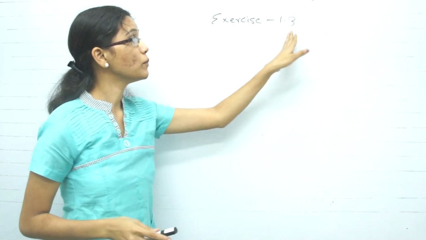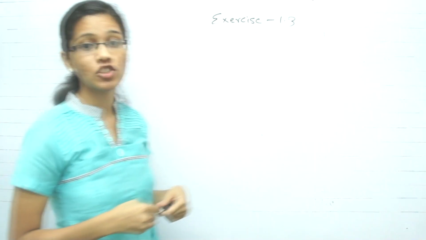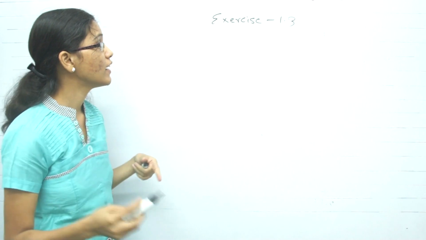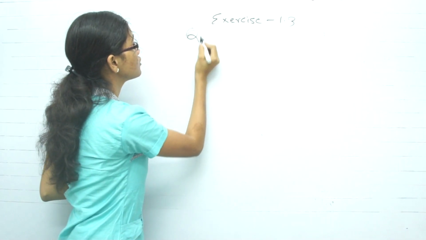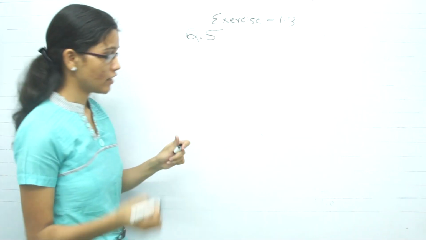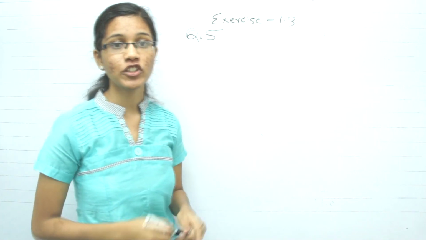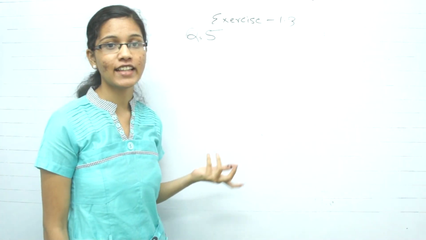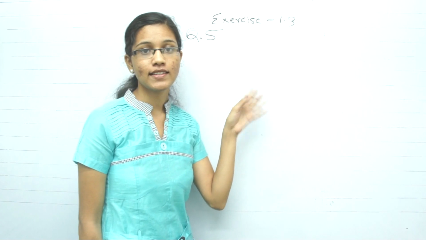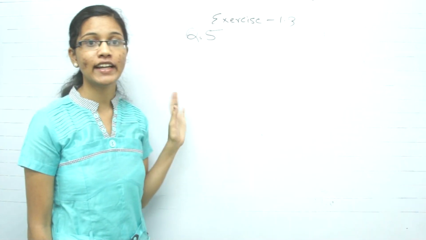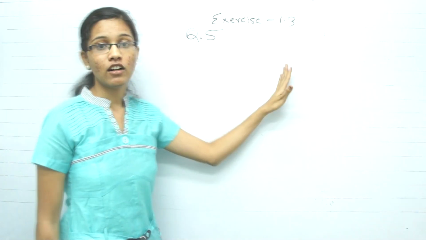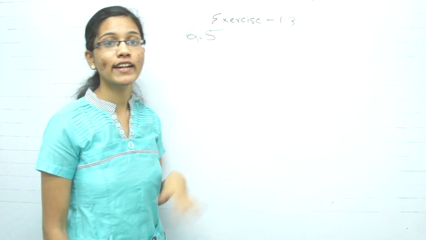In exercise 1.3, we are over the first question. We are going to start question number 5. This is also very easy. Question number 5 is to find the 35th percentile and third decile. First you arrange the data in ascending order, then you put in the formula, and then you will get the answer.